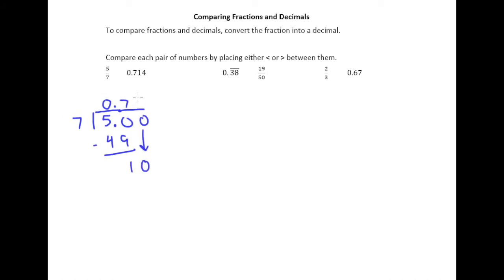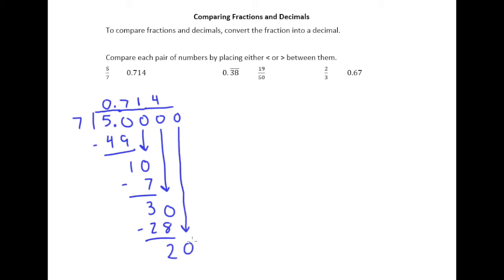7 goes into 10 once. 1 times 7 is 7, and then we get a remainder of 3. Drop down our 0. 7 goes into 30 4 times. Okay, and so far the reason I've continued this process this whole time is because in each step the digits have been identical. But now I have a remainder of 2. So I bring my 0 down one more here, and I can see 7 goes into 20 twice. All right, let's stop right here.